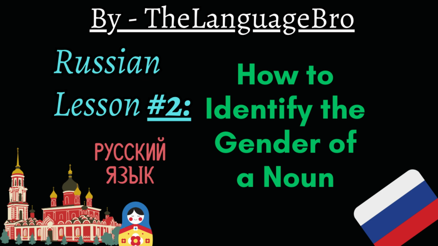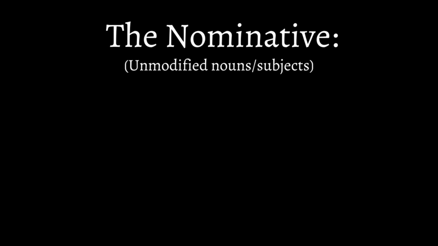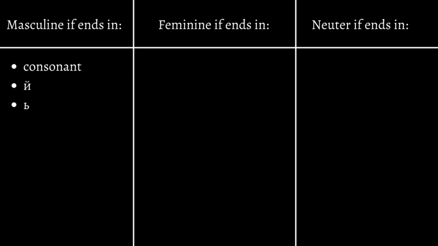Instead, I'll categorize each concept so that it's simpler to understand. Within the nominative case, you have unmodified nouns, which are the subjects of any sentence. To pluralize a noun in the nominative, we first have to know its grammatical gender. And to know its gender, we simply look at its ending. Here's a short recap. If a noun ends in a consonant, й (i kratkoye), or ь (myagkiy znak), it's masculine.